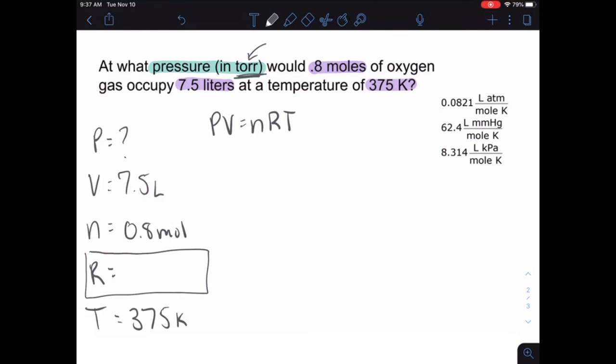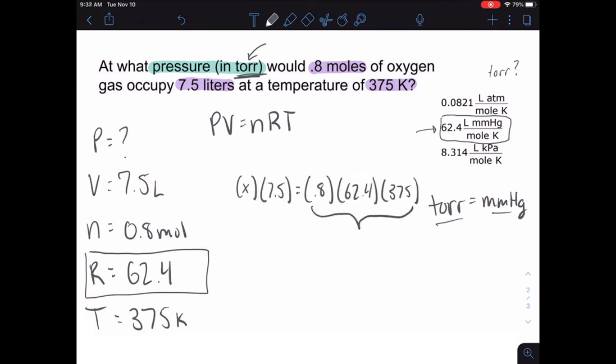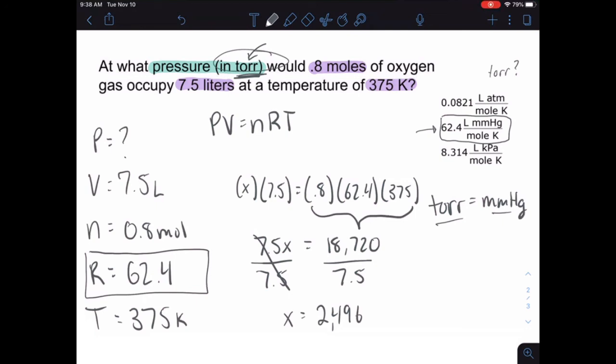But what you'll see is that there isn't an option for torr. But the reason for that is because torr is the same thing as mmHg. It's just two different names for the same unit. So we are going to use that middle value, 62.4. So now let's plug all those numbers in. So our answer is 2,496, and our units are going to be torr.